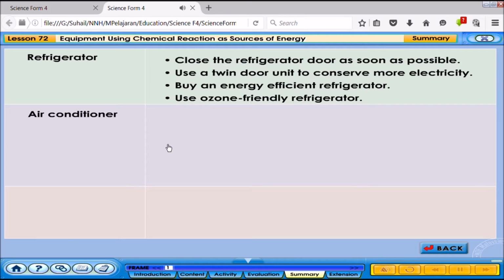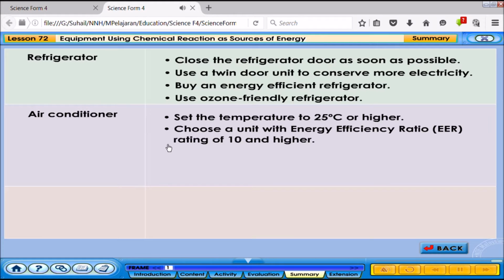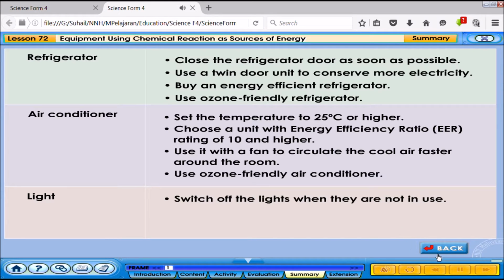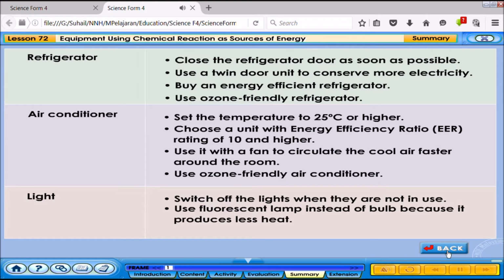Air conditioner. Set the temperature to 25 degrees Celsius or higher. Choose a unit with energy efficient ratio EER rating of 10 and higher. Use it with a fan to circulate the cool air faster around the room. Use ozone-friendly air conditioner. Light. Switch off the lights when they are not in use. Use fluorescent lamp instead of bulb because it produces less heat. Use natural lighting as much as possible.